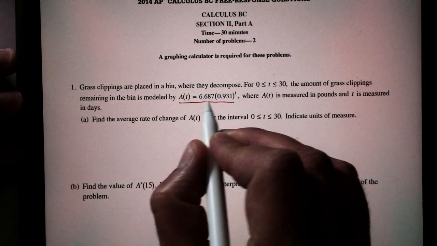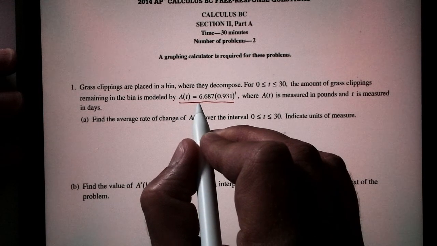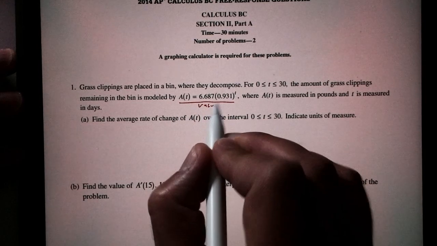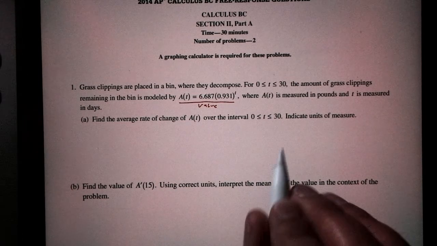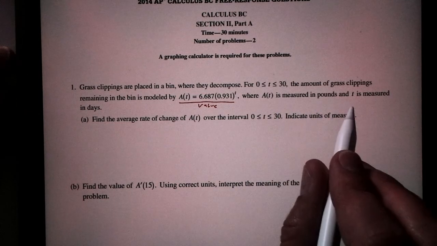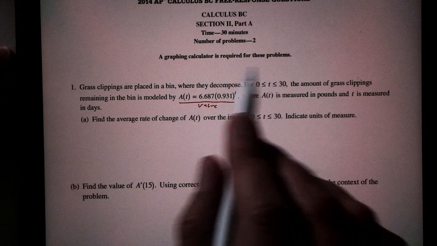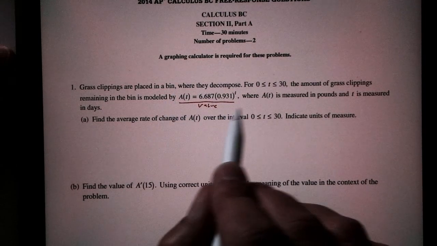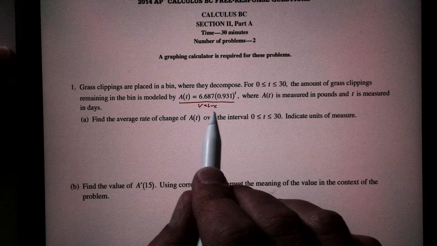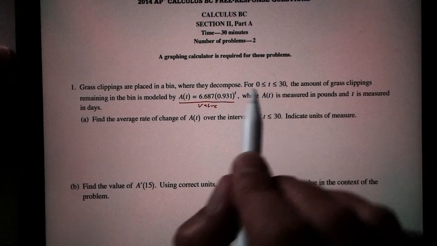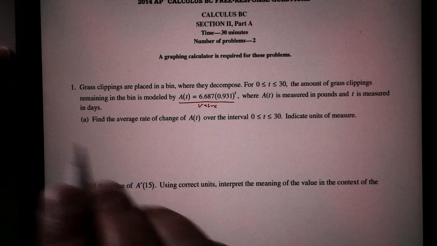So this is a value. It's telling me the amount of grass clippings. So that's a value, not a derivative, but it's the function itself, where A of t is in pounds and t is in days. So this equation right here will give us how many pounds of grass clippings we have over t days for the first 30 days.